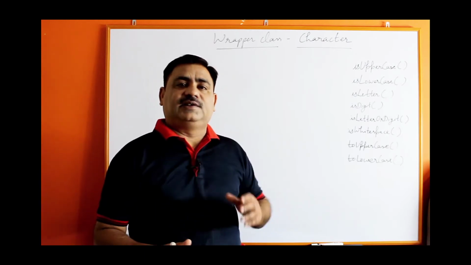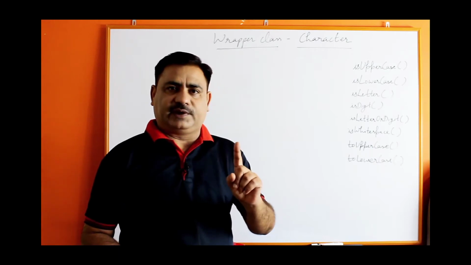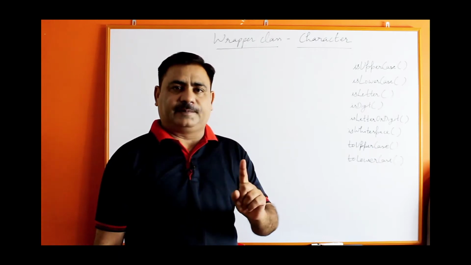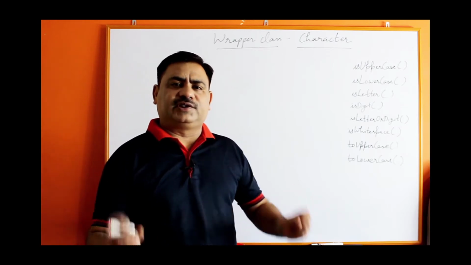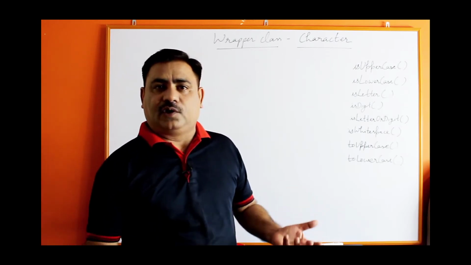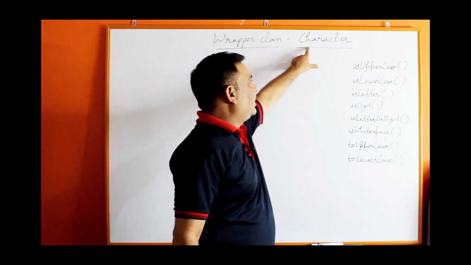This wrapper class is only used to handle a single character, not more than one character at a time. It provides many functions and all the functions are static. It means you have to call them using the class name. The class name is Character. The wrapper class name is Character.